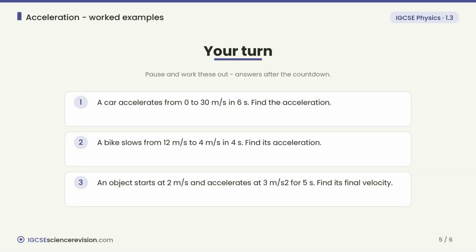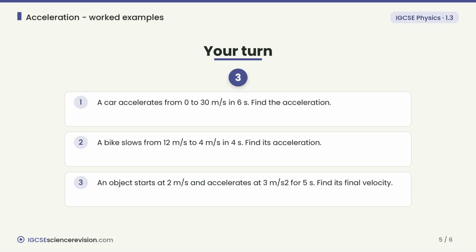Now it's your turn. Try these practice questions. Question 1. A car accelerates from 0 to 30 m/s in 6 s. Find the acceleration. Question 2. A bike slows from 12 m/s to 4 m/s in 4 s. Find its acceleration. Question 3. An object starts at 2 m/s and accelerates at 3 m/s² for 5 s. Find its final velocity. Pause the video, work them out on paper, then play on to check your answers.